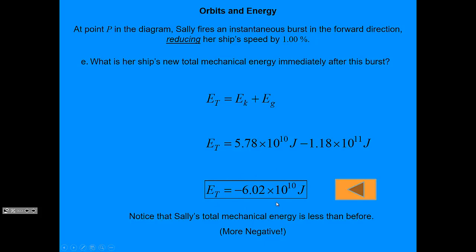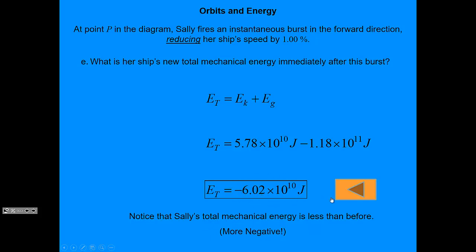Which I hope makes sense, right? She didn't change her height. She slowed down by 1%. So I hope you would think, oh, that means she should have less total mechanical energy. But remember, because we're in negative scalar land, that means a more negative total mechanical energy. Okay? And that's what the numbers tell us.